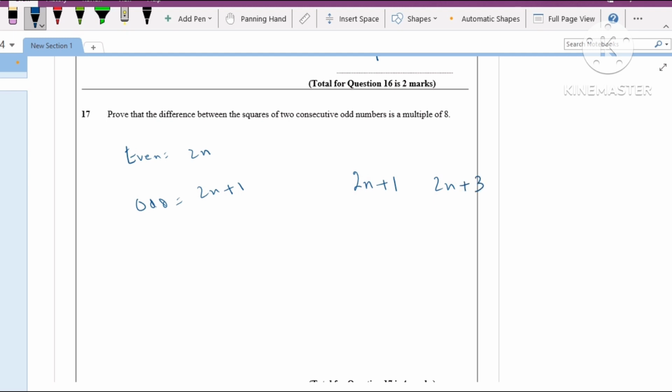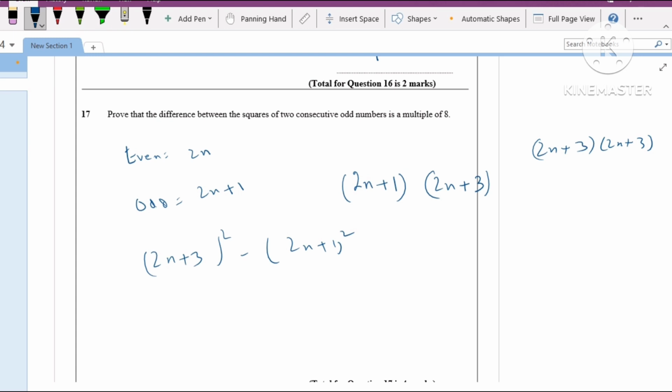So the difference between the squares of the two. This is the next number, this is the previous. So we will find 2n plus 3 squared, minus 2n plus 1 squared. So expand the square, (a plus b) whole squared. You can use the formula or you can expand the brackets. It's up to you. I recommend using the formula. It is easy.